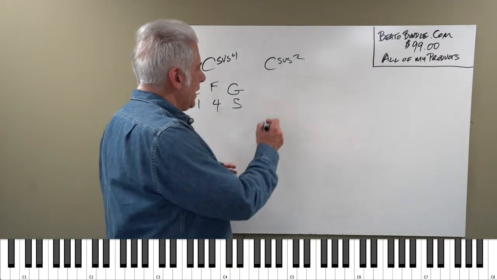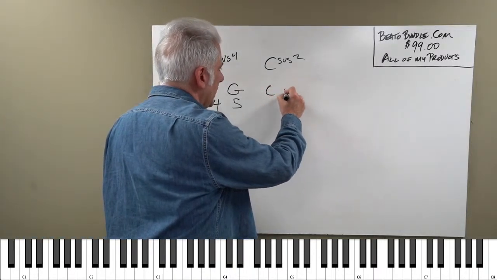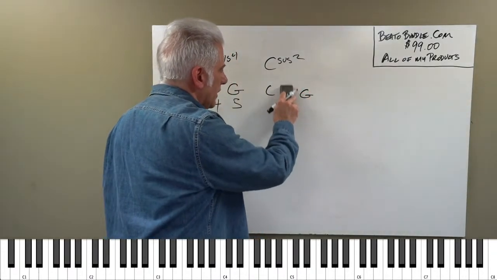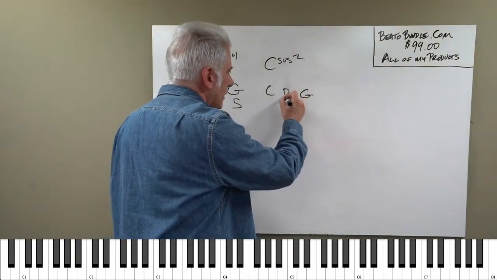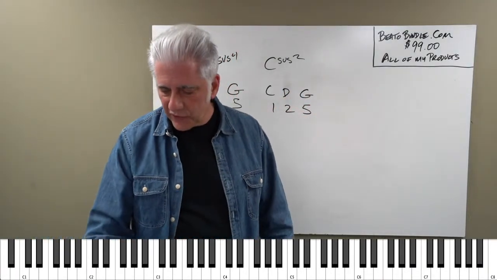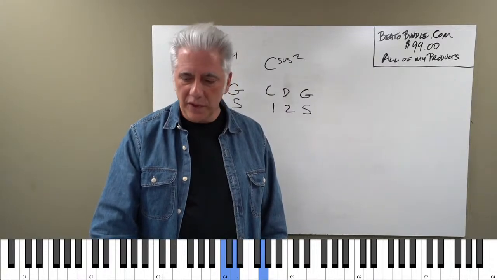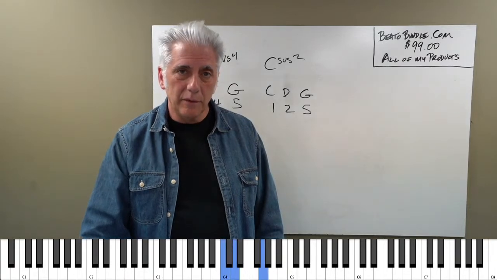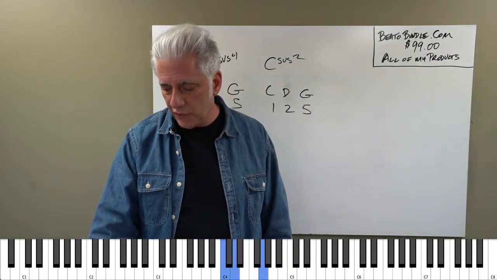The sus 2 is you take the middle note. So C, E, G, here's a C major triad. Take that middle note, move it down to the next scale degree, which is D. And you have 1, 2, 5. That's a sus 2. So here's C major, and I move the middle note down a step to the next scale degree down, which is the note D. So that's C sus 2.